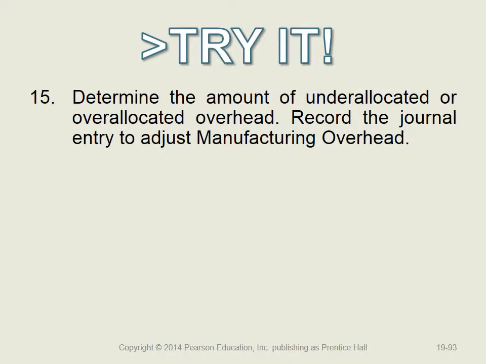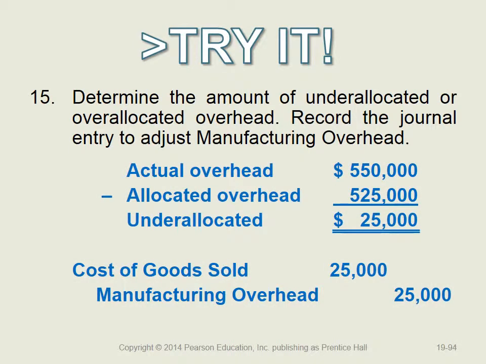Determine the amount of underallocated or overallocated overhead. Record the journal entry to manufacturing overhead. So we take the allocated overhead, and we're left with $25,000 that were not allocated but were actually incurred. So, in order to alleviate this underallocation, we will debit cost of goods sold for $25,000 and credit manufacturing overhead for $25,000.